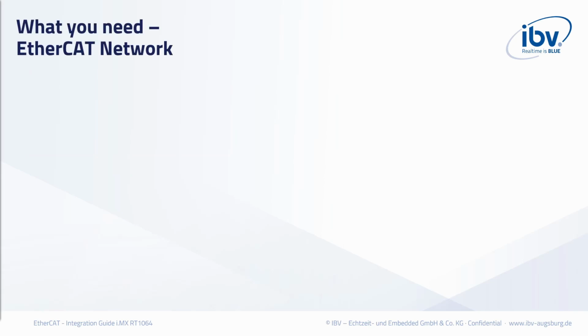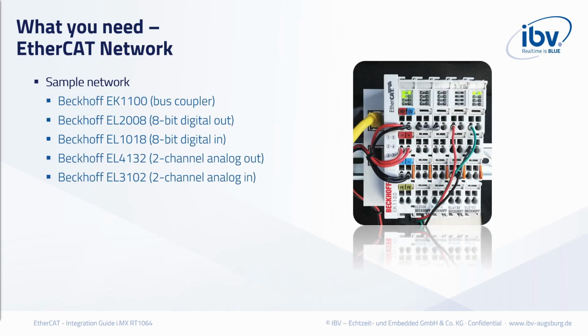And last but not least, we need an EtherCAT network to communicate with. The samples provided in the sample package work with a specific network, which is shown here. It's a combination of some digital out, digital in, and analog out, analog in modules. But as I told you before, you can also use your own network with the sample applications, and I will show you how to adapt the applications to your own network.